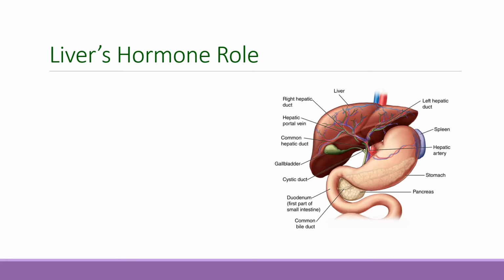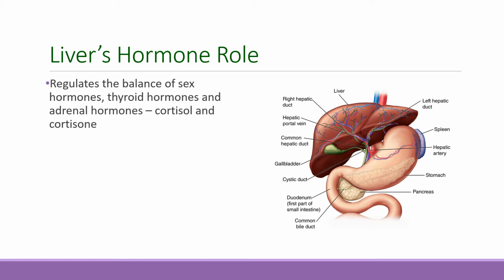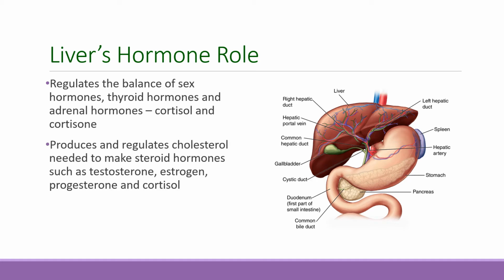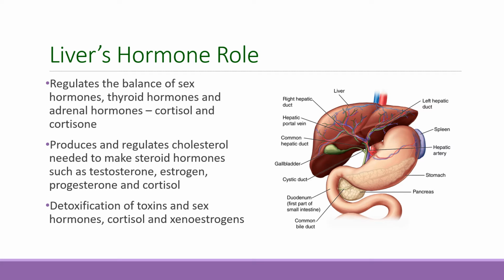So what's the hormone role for the liver? It regulates the balance of sex hormones, thyroid hormones, and adrenal hormones like cortisol and cortisone. It produces and regulates cholesterol needed to make steroid hormones such as testosterone, estrogen, progesterone, and cortisol. It is obviously a detoxification organ, or gland I should say, and that's not just chemicals and drugs, it's also sex hormones if we have too much estrogen, testosterone, etc., or too much cortisol, and of course the xenoestrogens, which could be pesticide residues or the bisphenol A that's in plastics. So anything like that, it's the liver's job. Basically, if the body doesn't need it, it wants to get rid of it. If it had its way, it would get rid of everything we don't need all the time, every day.